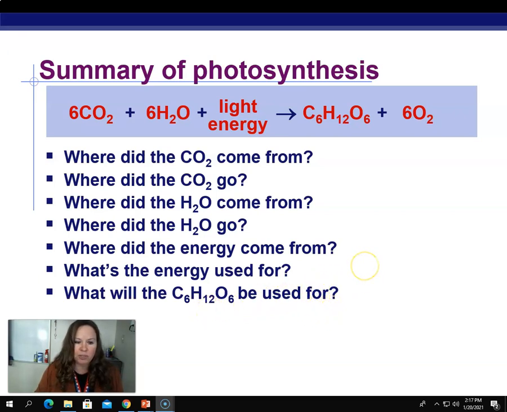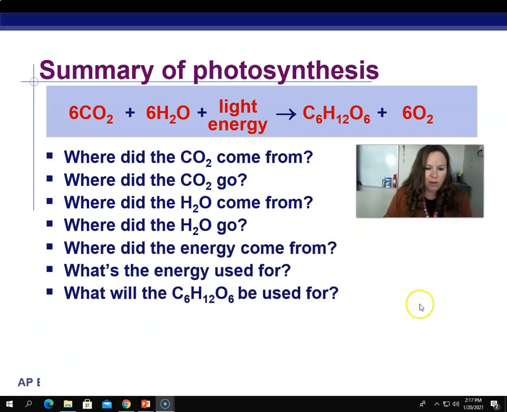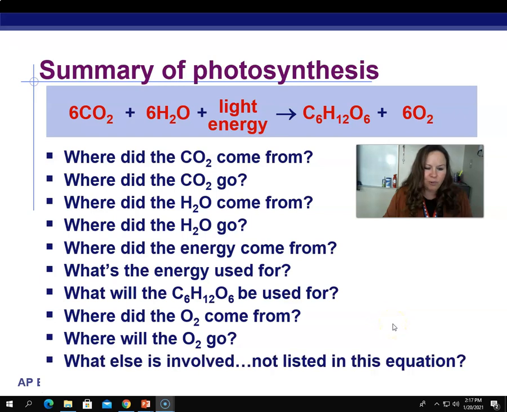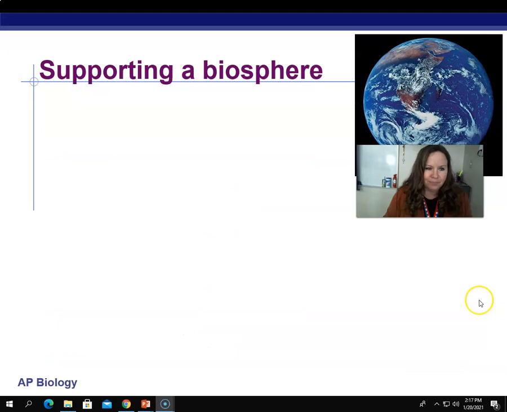What will glucose be used for? Whatever. Food, building stuff. Who knows? I'll eat it. Where did the O2 come from? That comes from water. Where does it go? The atmosphere. What else is involved? I'm sure you can think of some things here.